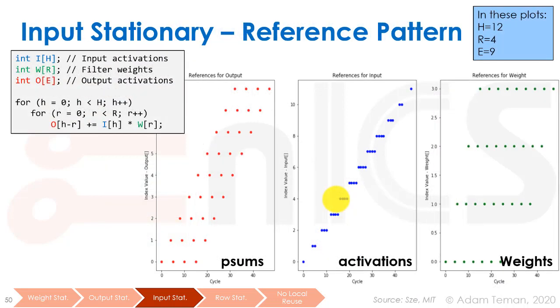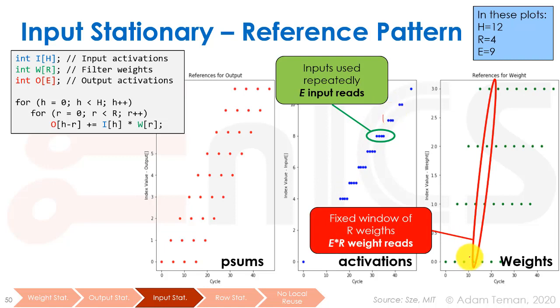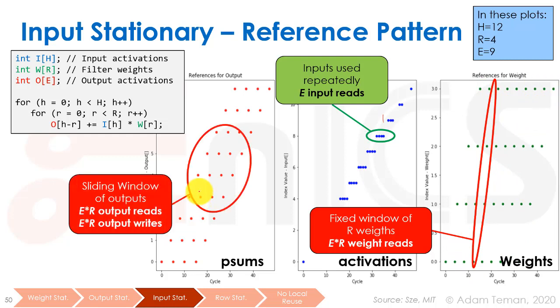Okay, I'm not going to go over the mechanics because you probably understand what we saw already in the weight stationary and output stationary. But if we look at the reference pattern, obviously the activations are going to stay put, and that means we only have E times we have to read the new input from the global buffer. And then again, we're going to have to scroll through all the weights, and that makes E times R weight reads. And with the partial sums, we're going to have to read them again, which is a total of E times R output reads and E times R output writes.